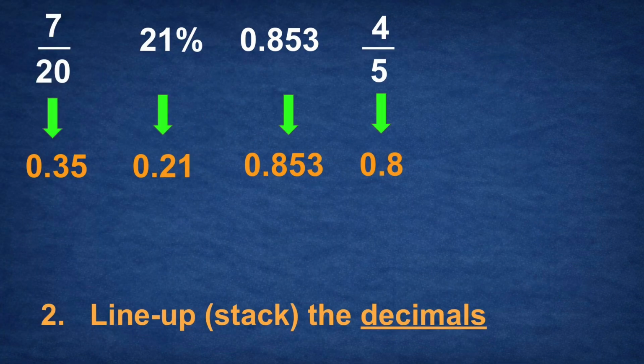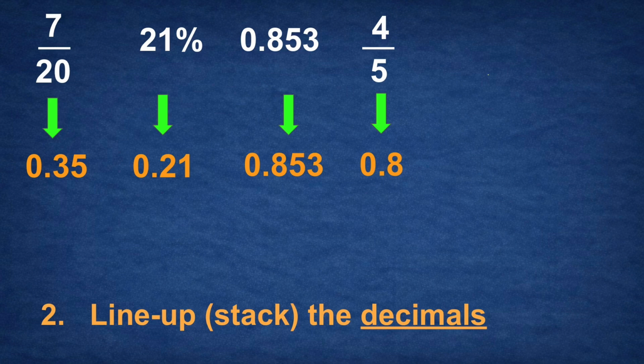Now that I've got all these numbers in the same form, the next thing we're going to do is line up and stack the decimals. Now this is very important. The number one mistake that my students make is they want to line up the numbers, okay? We want to make sure that these decimals are lined up and stacked right on top of one another.